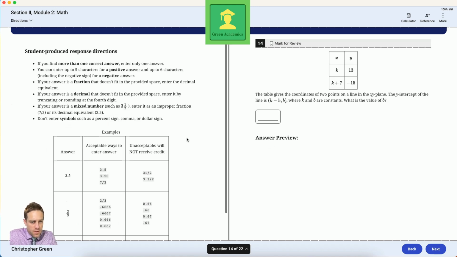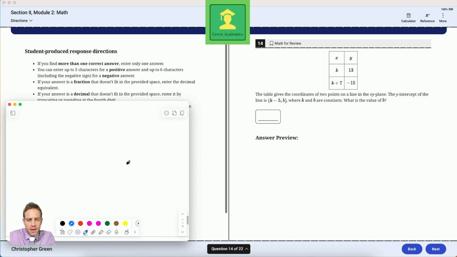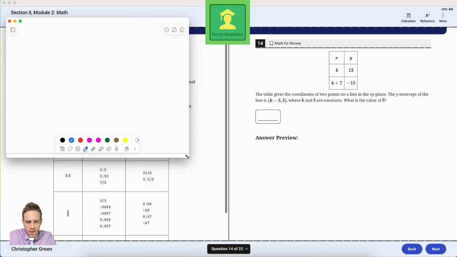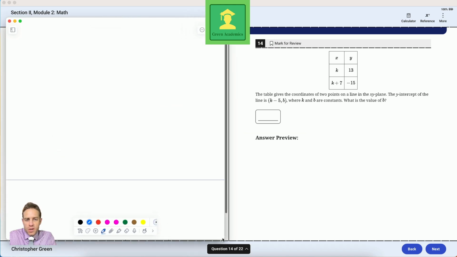The table gives the coordinates of 2 points on a line in the xy plane. The y-intercept of the line is k minus 5 comma b, where k and b are constants. What is the value of b? So it looks like what you might be able to do here is there's a third point that it gives you, and you could use the slope formula for the distance between any 2 points.